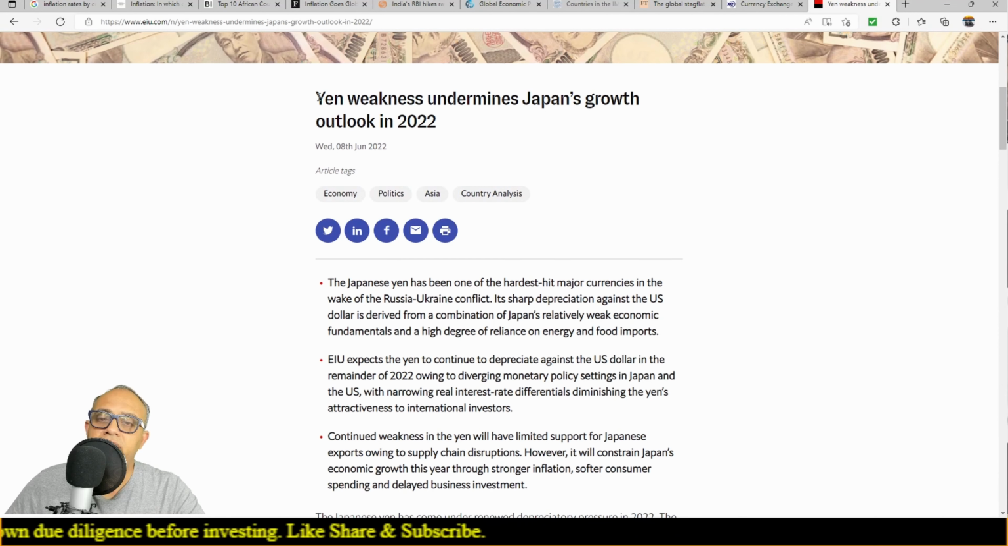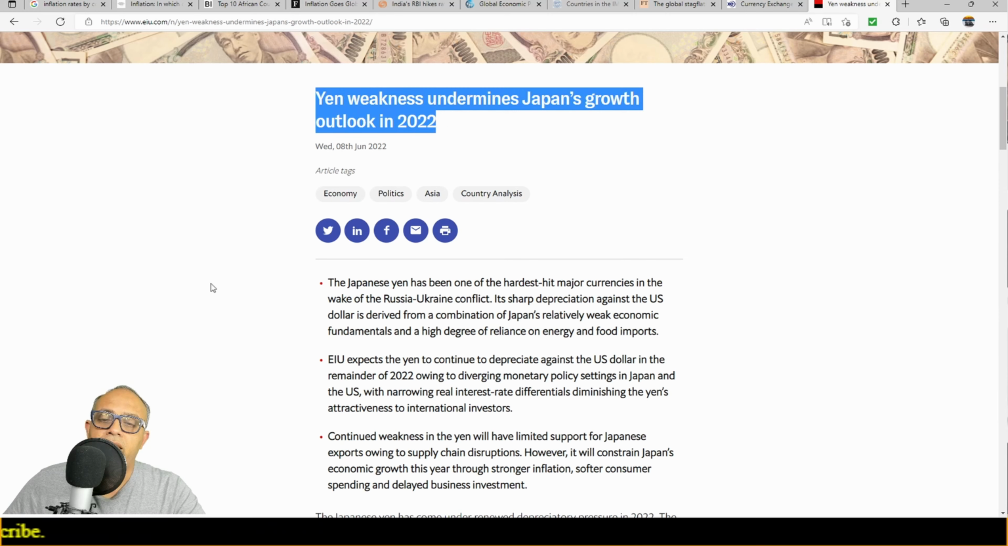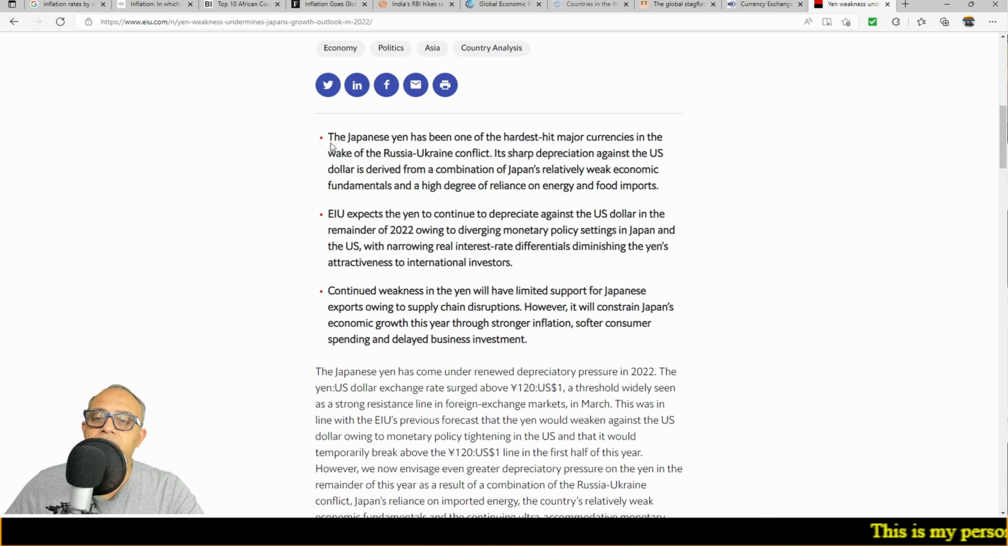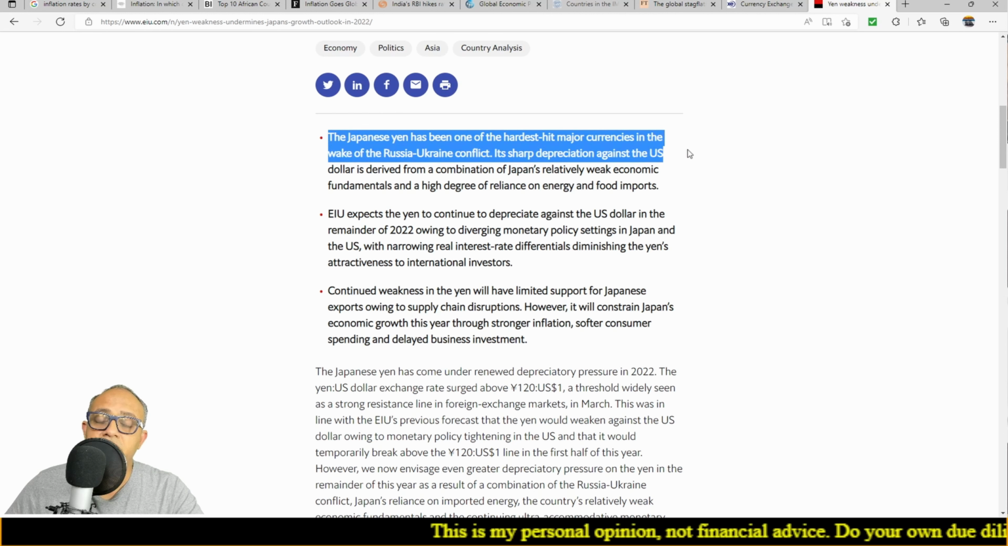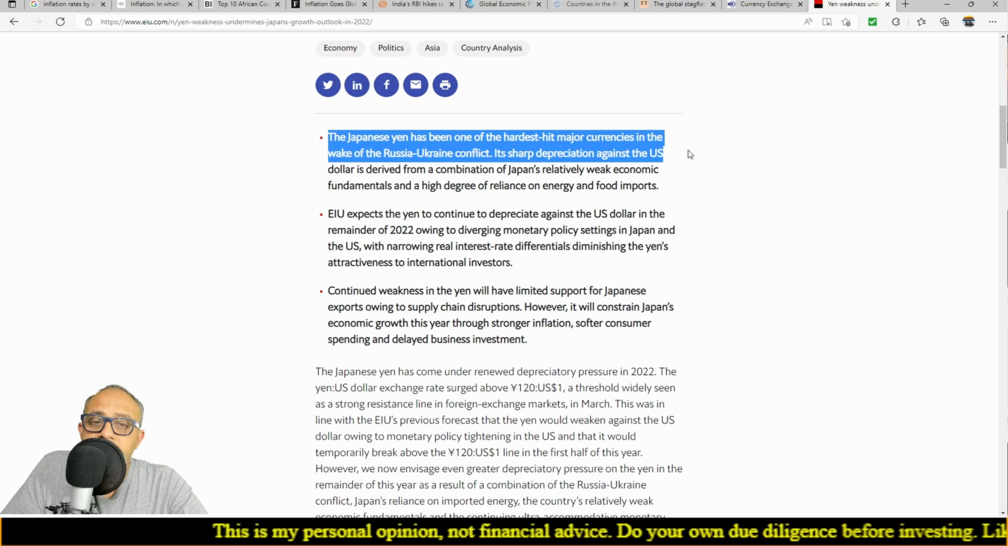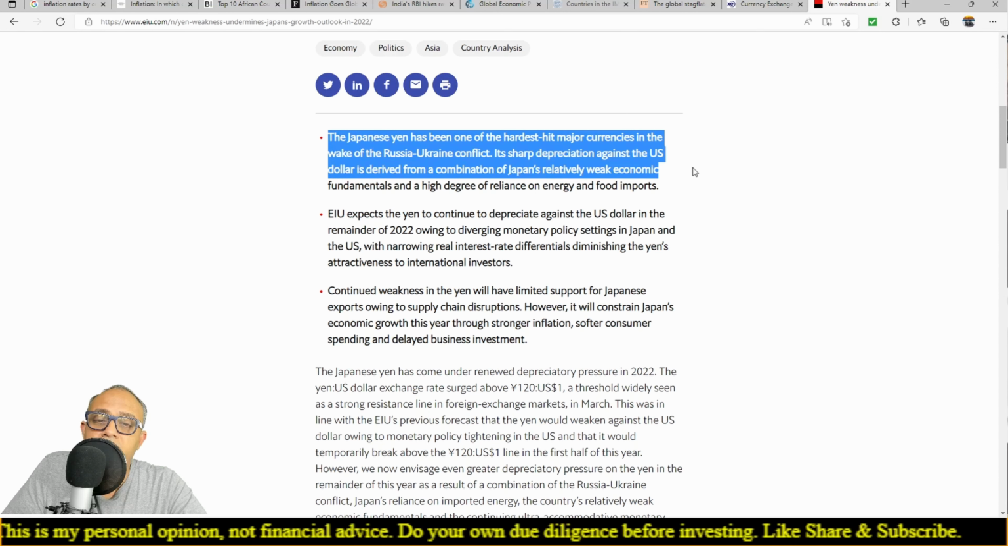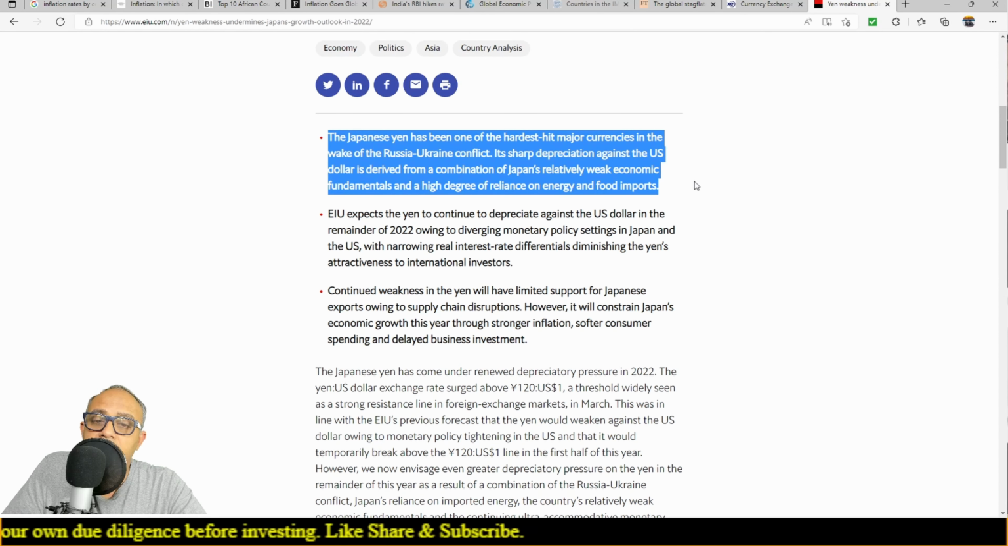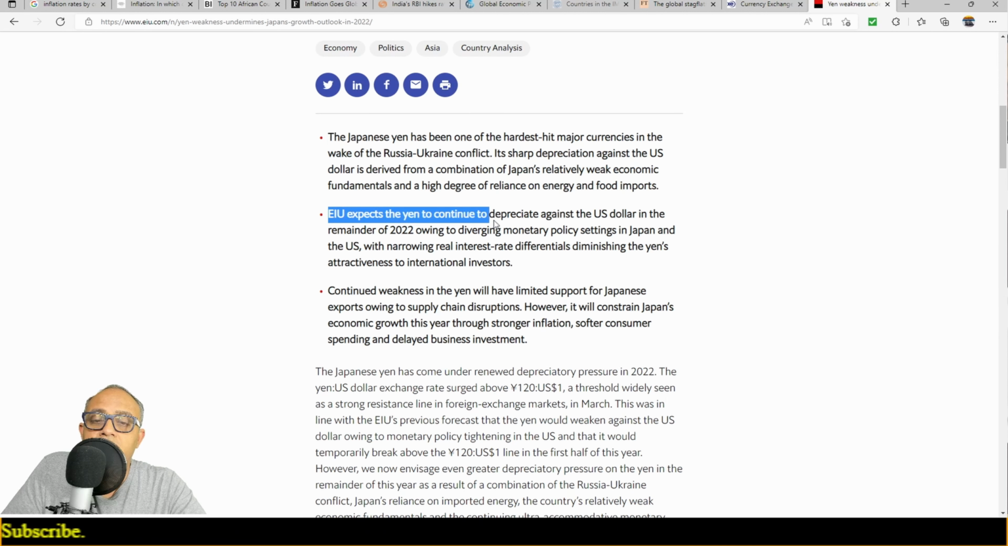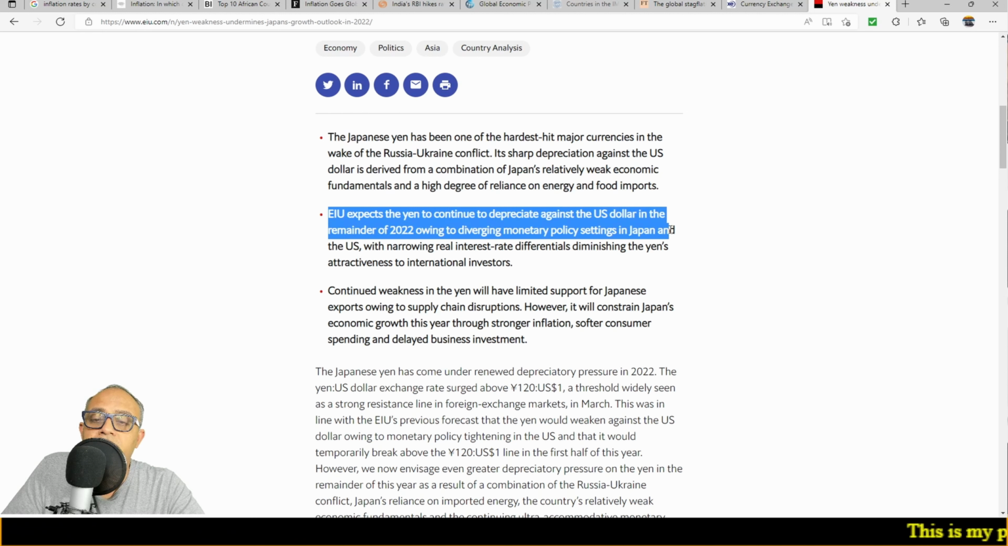And the headline reads, Yen weakness undermines Japan's growth outlook for 2022. And there are some key points that are mentioned here. The Japanese yen has been one of the hardest hit major currencies in the wake of Russia-Ukraine conflict. Its sharp depreciation against the US dollar is derived from a combination of Japan's relatively weak economic fundamentals and a high degree of reliance on energy and food imports. EIU expects the yen to continue to depreciate against the US dollar in the remainder of 2022, owing to diverging monetary policy settings in Japan and the US.